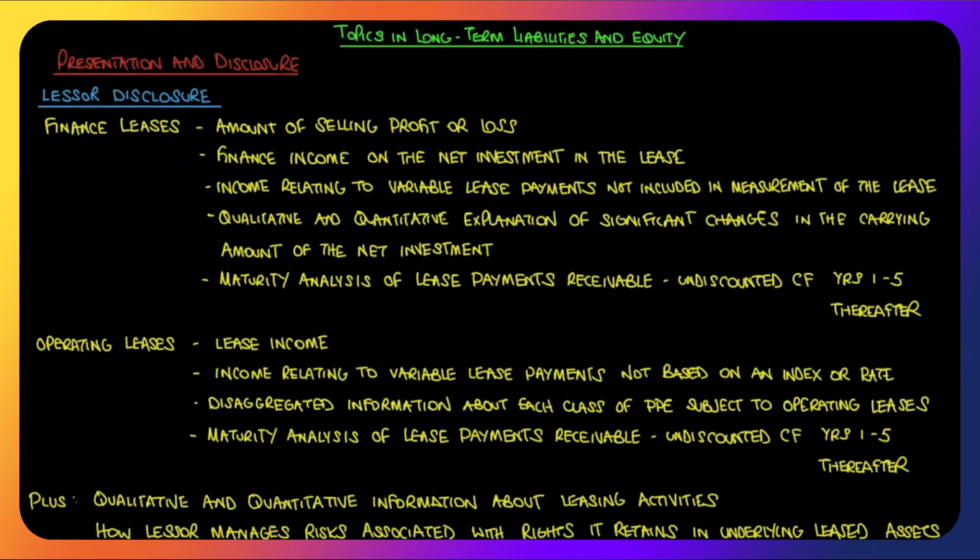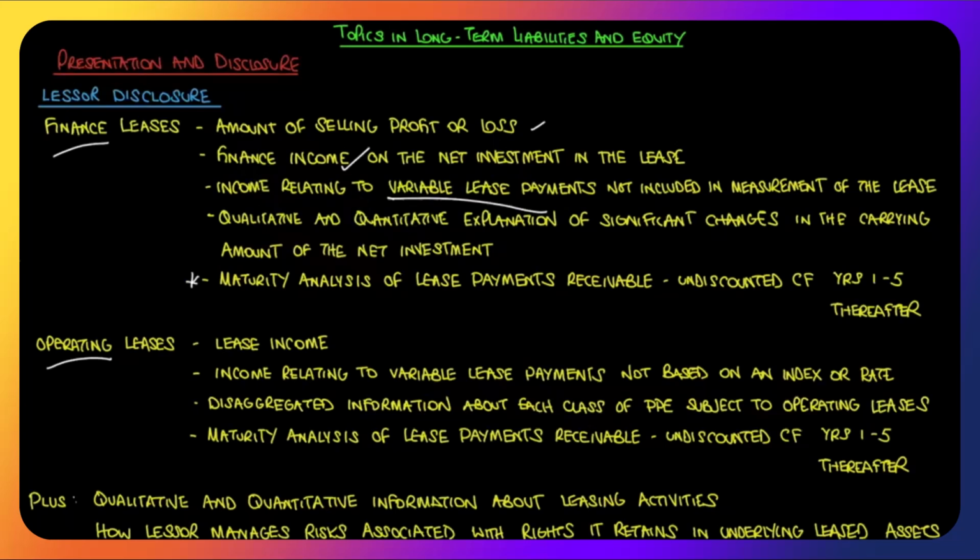For lessors, you've obviously got to split it. You'd expect this between finance and operating. Profit or loss you made on selling, fine. You want to know the income. You want to know income relating to variable lease payments not included in the measurement of the lease. So things that are dependent on contingencies going forward. Qualitative and quantitative explanation of changes in the carrying amount of your net investment. So what's happening to those lease receivables. And maturity analysis.